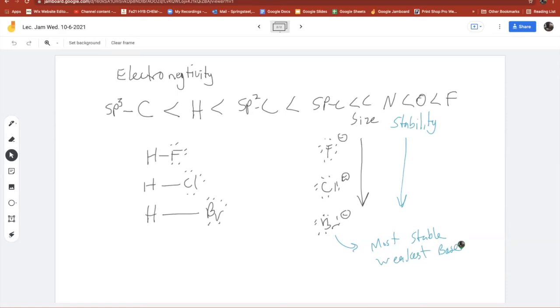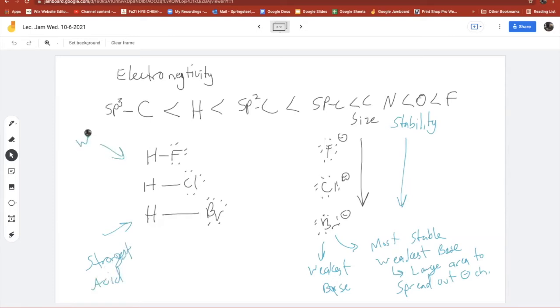Because it's got a large area to spread out the negative charge. Okay, so bromide's the most stable. That makes it the weakest base. So what's the strongest acid? Strongest acid. And this is our weakest acid.